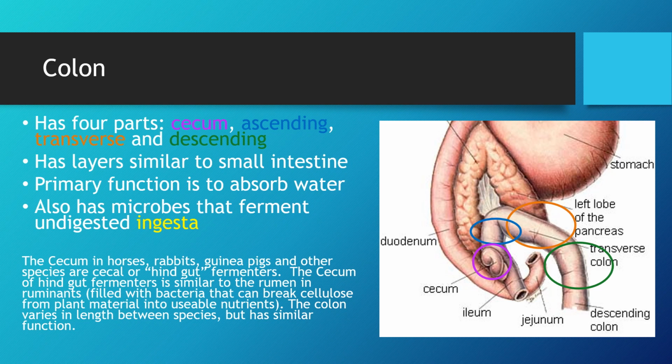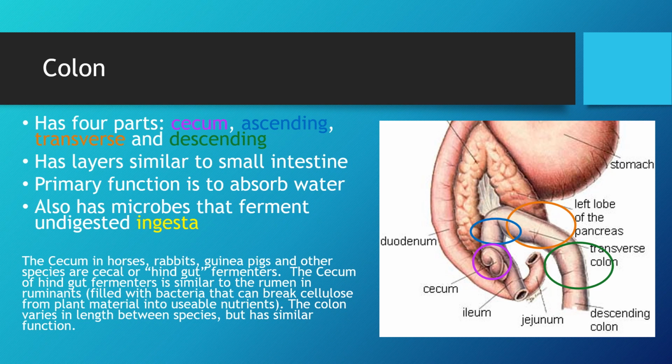And this image is actually from a dog. So you can see, remember from the other pictures, it was much bigger in the human. The colon is much smaller in the dog than it is in the human. But the cecum is that circled in purple there. It goes on to the ascending colon, which goes up a little bit, transverse goes over, and descending goes down. So the layers of this is, again, very similar to that.